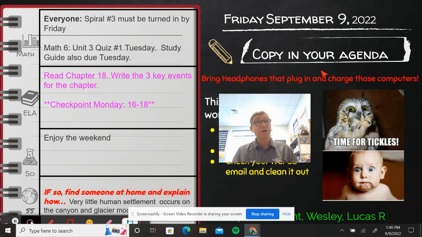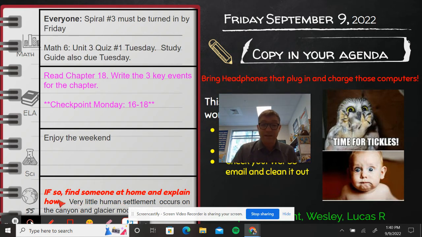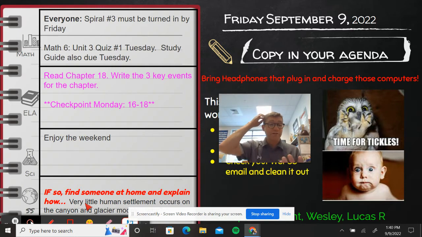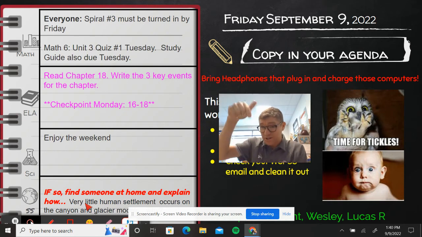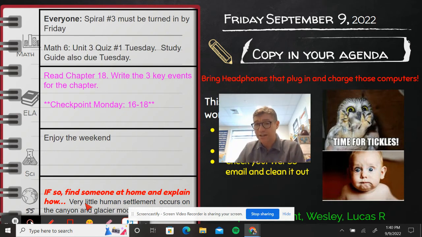You might have noticed that on this black slide that comes out, I oftentimes put something in here that says like this: find someone at home and explain how very little human settlement occurred on the Canyon and Glacier model. Why? That's our essential question for today. So oftentimes I put it in the homework so kids are writing it down in their agenda, hopefully, and it can be a conversation at home that they can review, and then on Fridays.